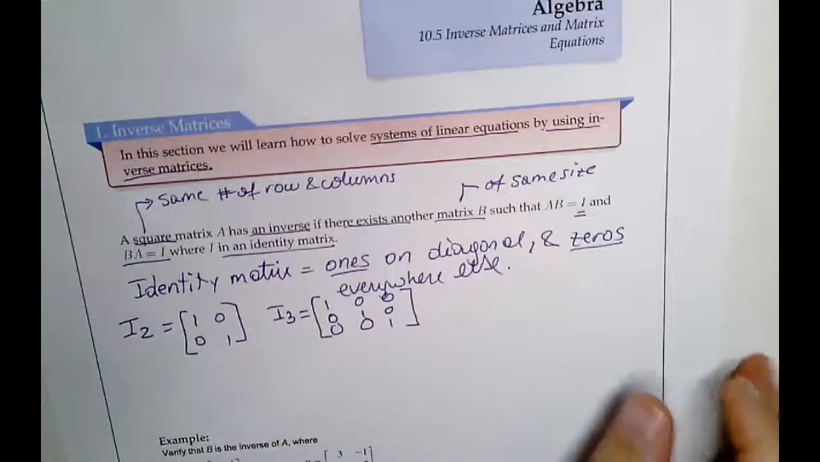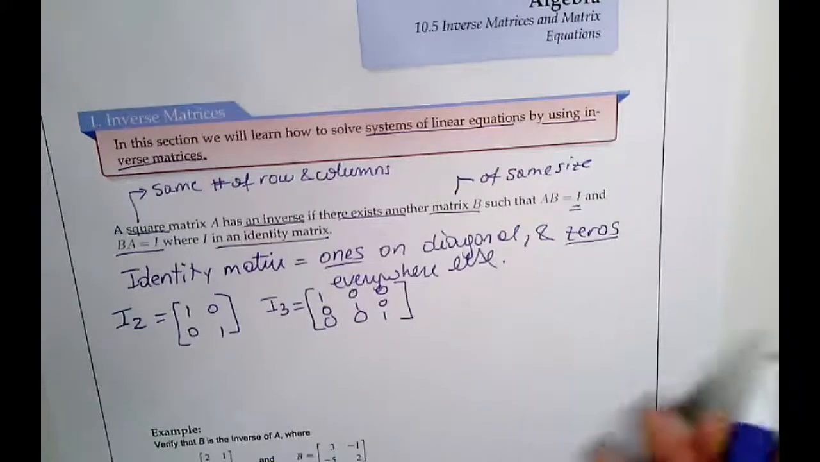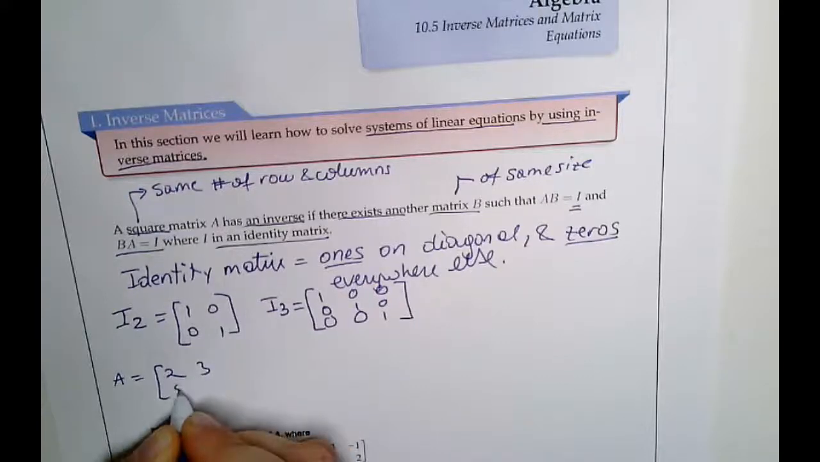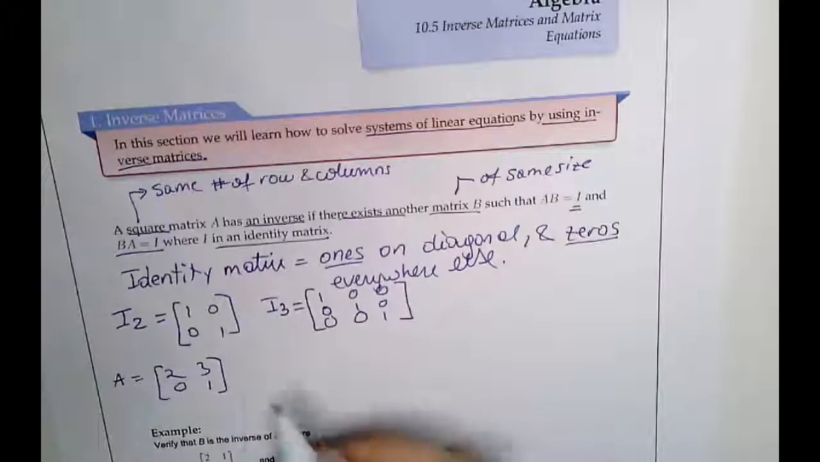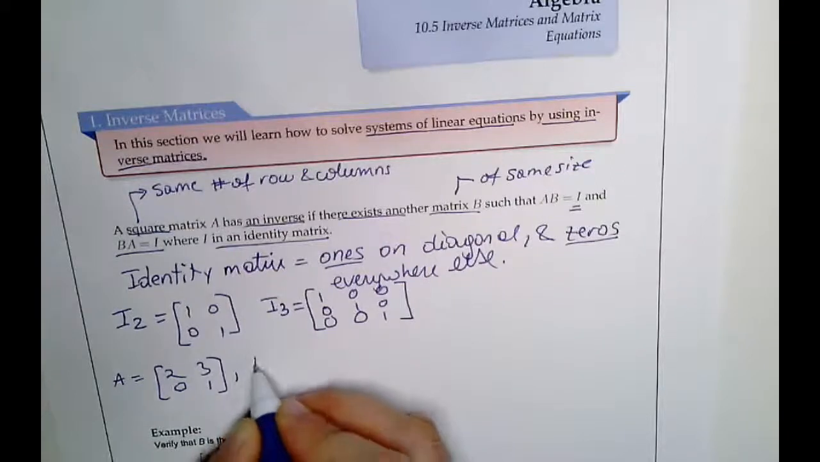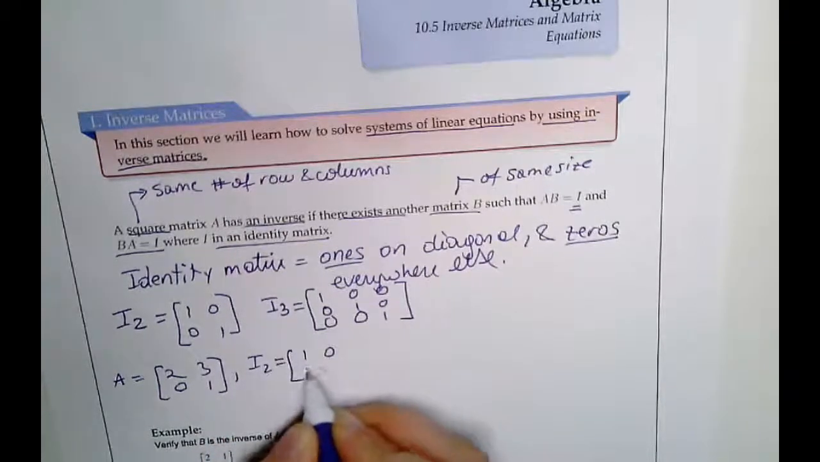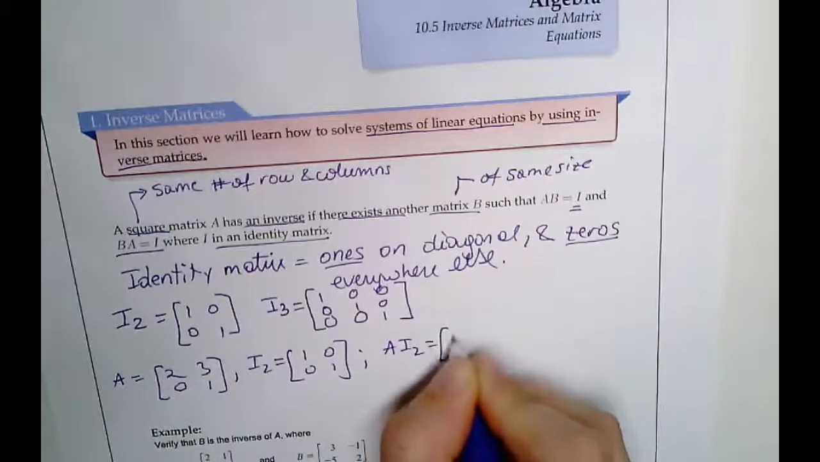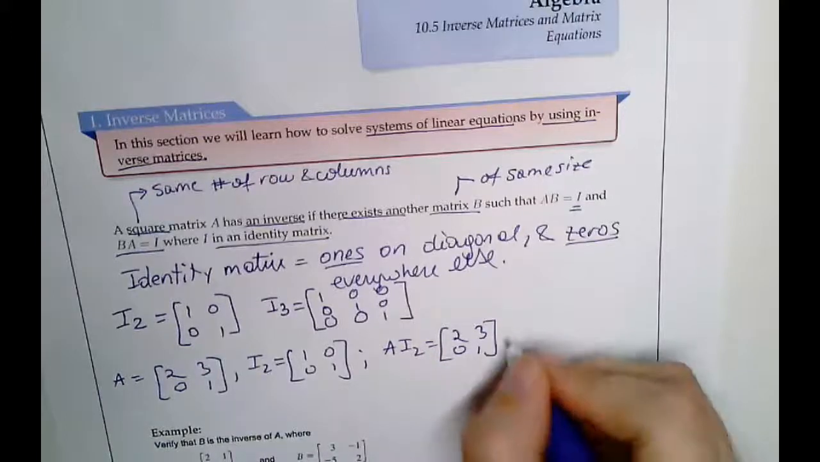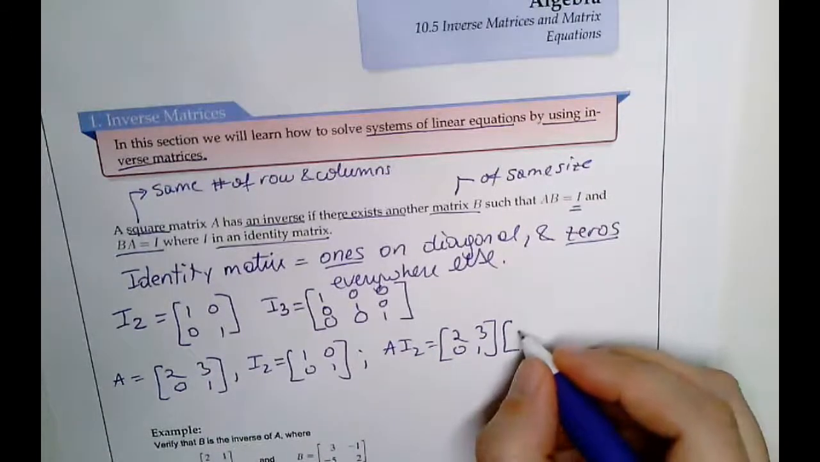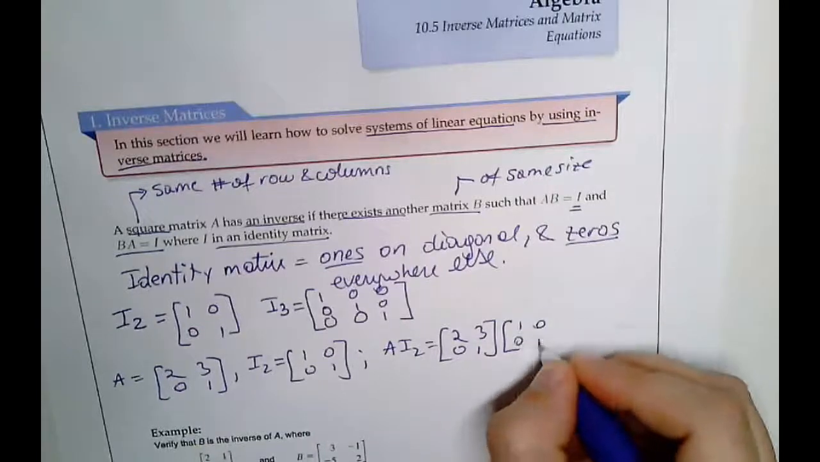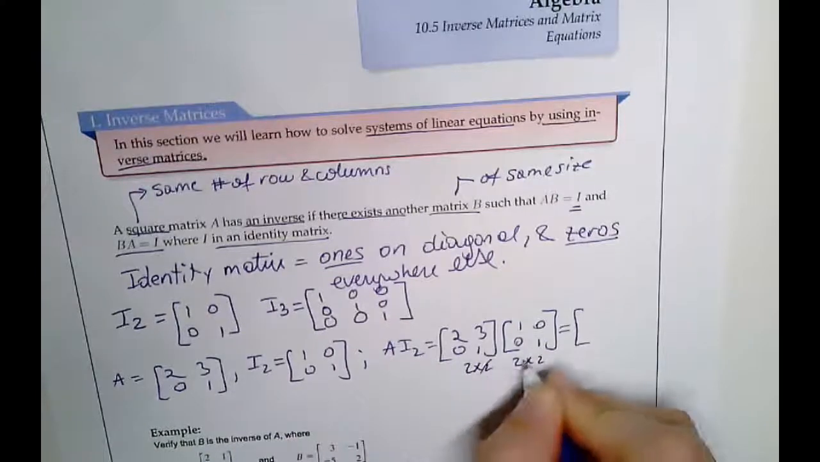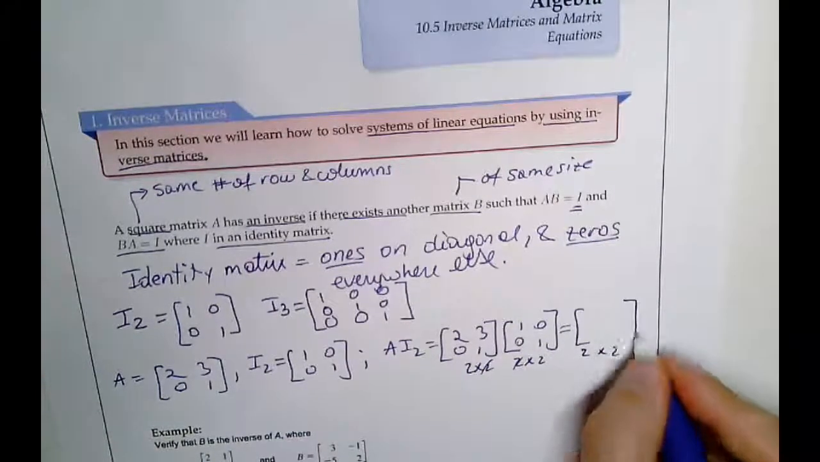So what is so special about this identity matrix? If I have a matrix A, for example, 2, 3, 0, 1, and if I multiply it by the identity matrix of size 2, so I2, let's see what we get. So A times I2 is going to be the matrix 2, 3, 0, 1 for A, times 1, 0, 0, 1 for I2. Let's multiply this. Recall from last time, they're both 2 by 2, so the result is also going to be a 2 by 2. And how do I multiply?